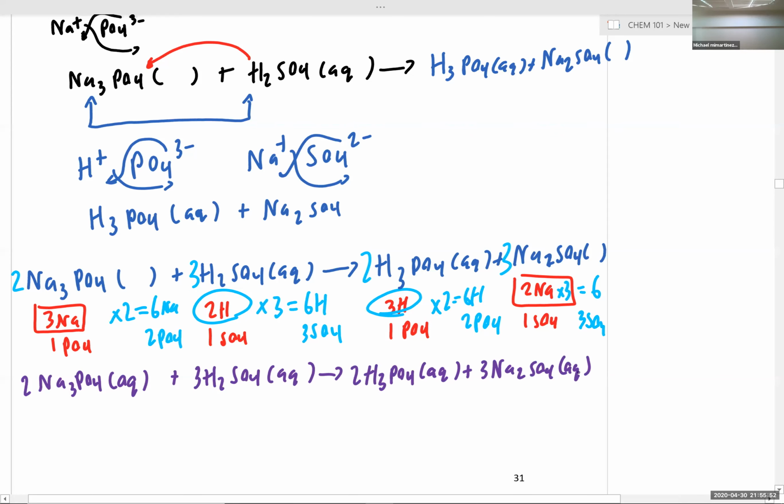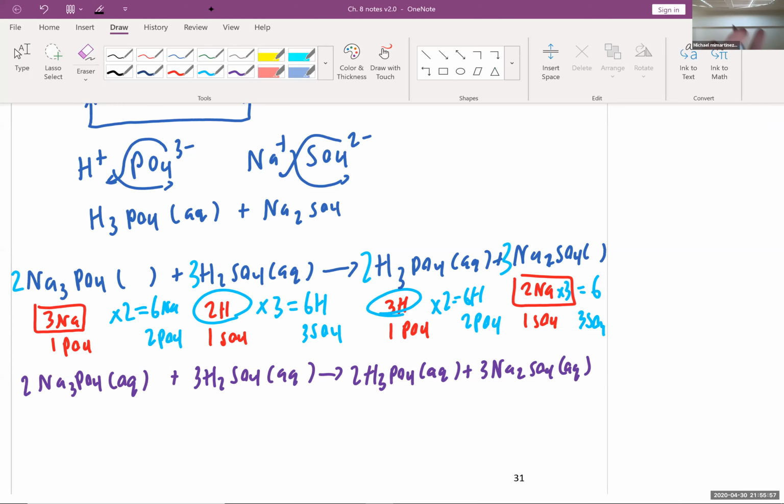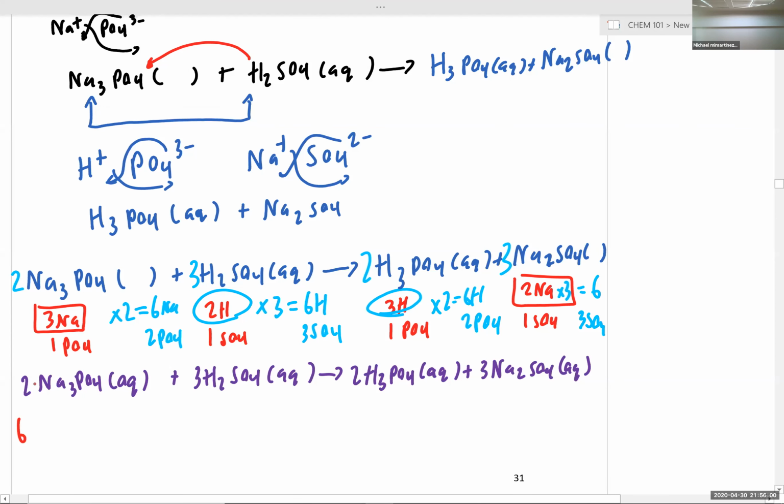Okay, so now we dissociate all of our soluble ionic compounds, strong acids, and strong bases. So I'm going to use a different color since we're dealing with our total ionic equation. We have 6 sodium plus, 2 times 3 is 6. We have 2 phosphates. And now my question to all of you, do we dissociate sulfuric acid? Yes, we do. And how many H pluses do I need to write? 6. 3 times 2 is 6. And we get 3 sulfates.